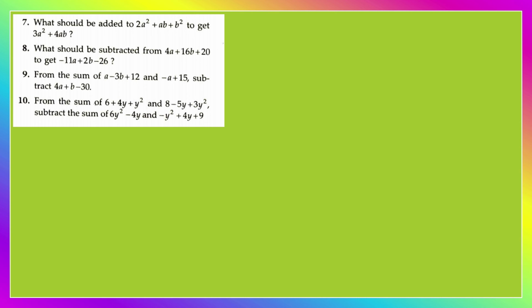the questions. First question, what should be added to 2a square plus ab plus b square to get 3a squared plus 4ab? So we have answer 7. So it is asking 2a square plus ab plus b square is the original polynomial. So I have to add something, that is, let me say p, and I get the answer to be as 3a square plus 4ab.